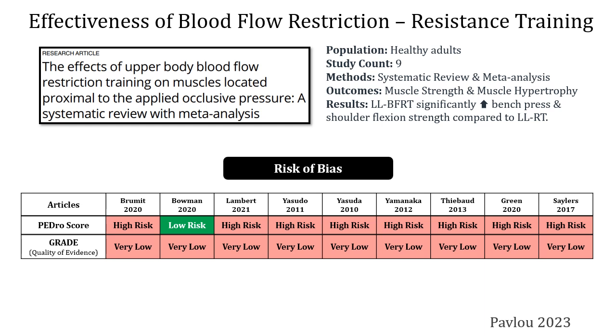But really, when you look at both the PEDro score as well as the GRADE or quality of evidence, unfortunately across the board, all 9 studies showed to have either a high risk of bias or low quality as far as the GRADE of evidence is concerned. Thus, maybe not surprisingly, the recommendations are for more high quality research to be done when it comes to the upper body blood flow restriction training, in particular where it applies to the proximal muscle groups.